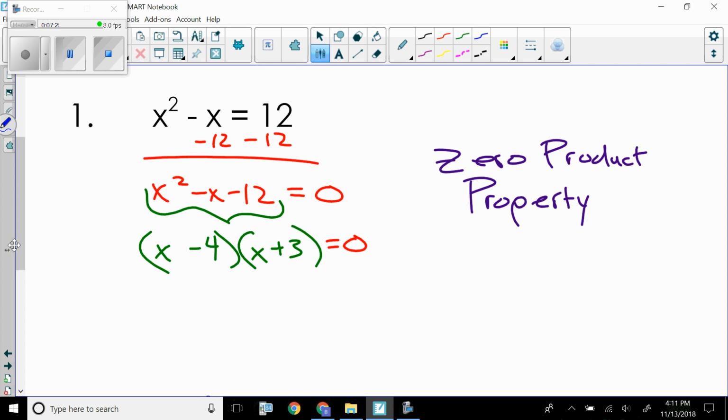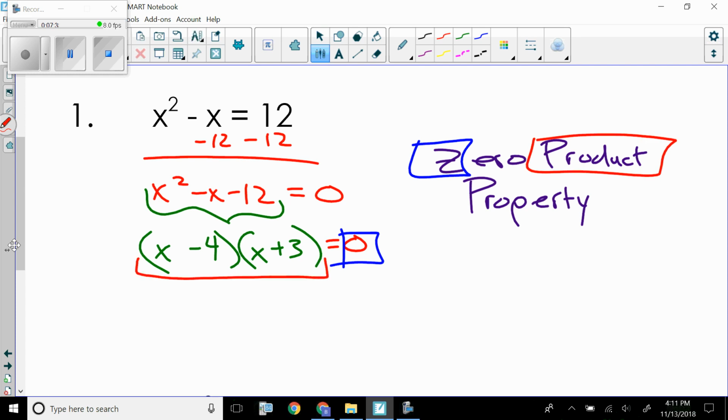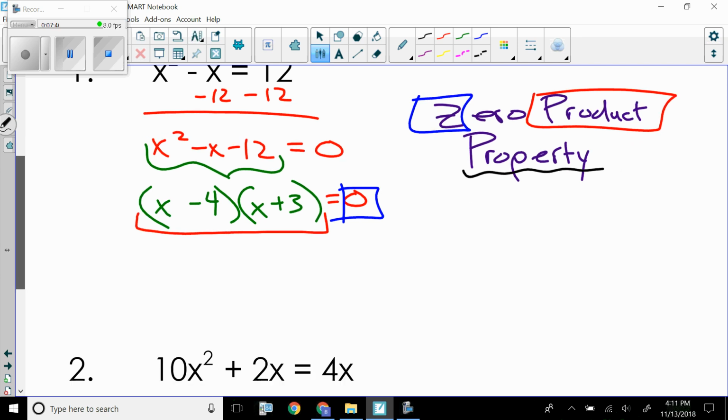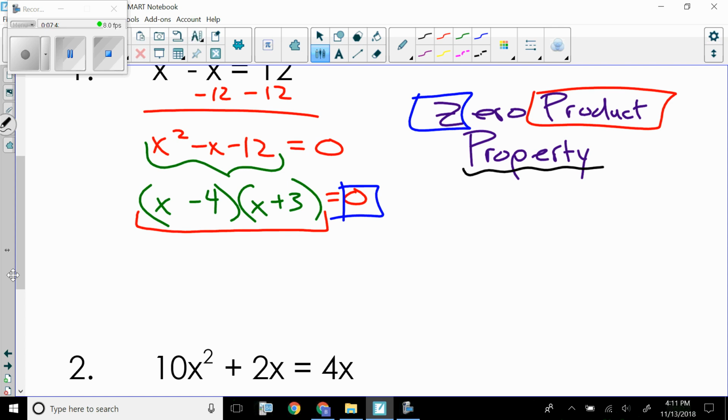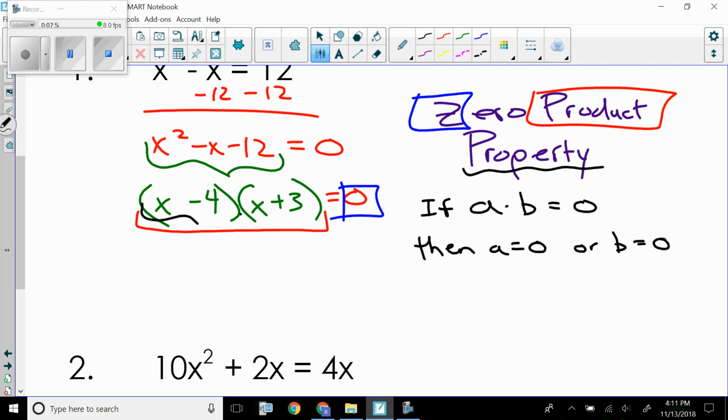Keys to check off. You have to have a 0. Oh, okay, that's this 0. All right, next thing. Got to have a product. Ah, that's my product right here. And now, because we have those two things, we get to use the property. Well, the property says that one of these parentheses then has to be equal to 0. This is where in class I talked about a times b equals 0. So if this is true, then a has to equal 0 or b has to equal 0. Well, here I have an a, and then this thing right here is my b.